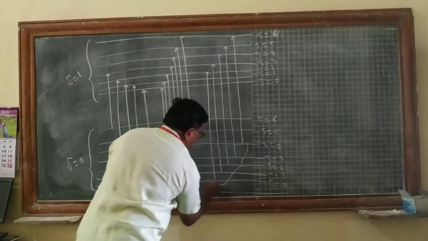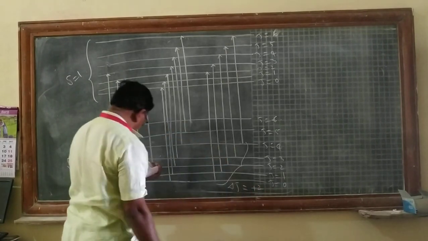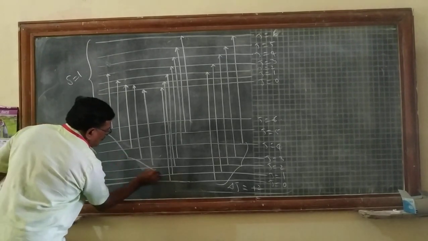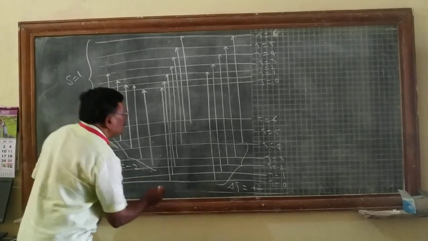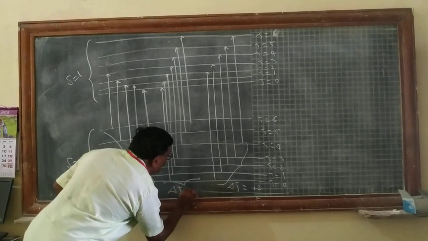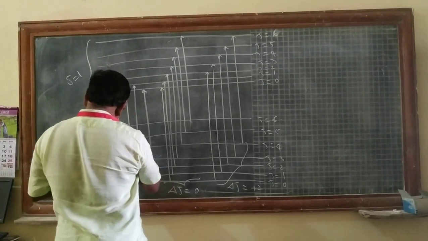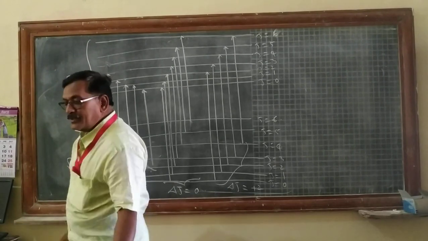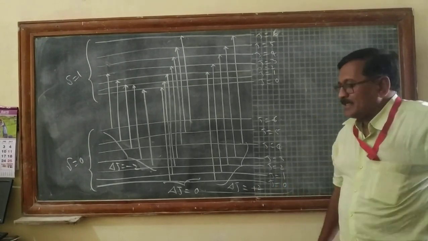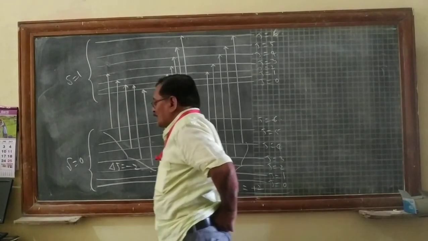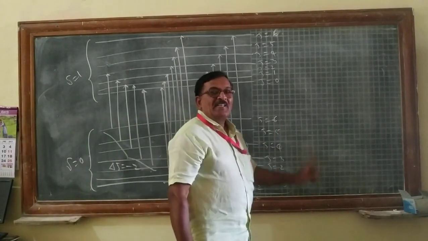So these lines will be called delta J is equal to plus 2, and then these lines are called delta J is equal to minus 2, and these lines will be called delta J is equal to 0. So delta J is equal to 0 gives the Rayleigh lines. Delta J is equal to minus 2 gives the Stokes lines. Delta J is equal to plus 2 gives the anti-Stokes lines.